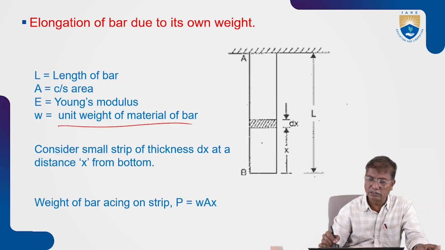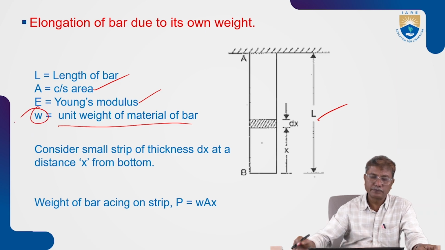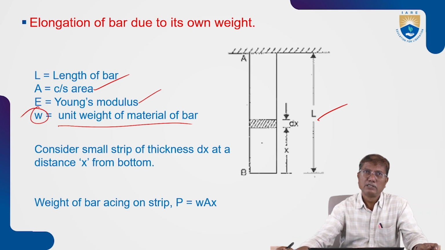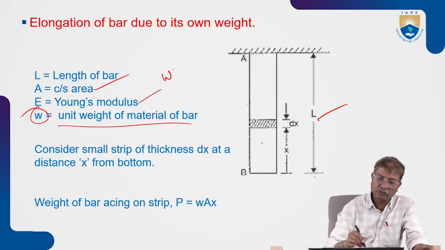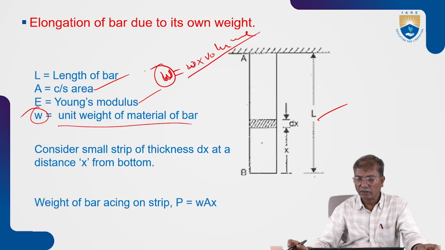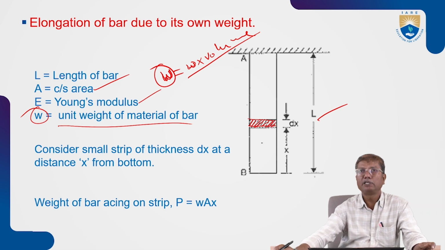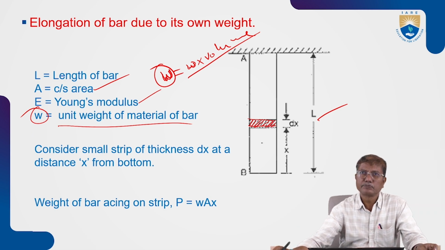For that, you consider the bar of length L, cross-sectional area A and Young's modulus E, and unit weight of material. When you consider self-weight, unit weight comes into picture, because total weight is equal to unit weight into volume, isn't it? Unit weight into volume gives total weight of the bar. Okay, so now for finding out this, we consider a small element of length dx at a distance x from the bottom end B.